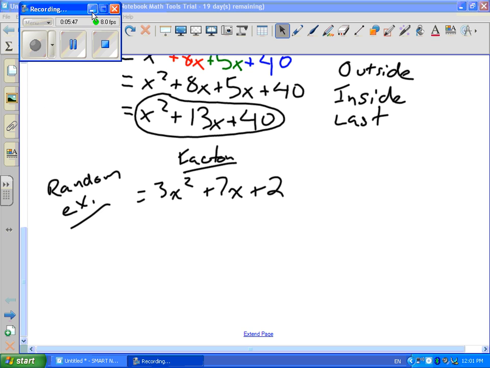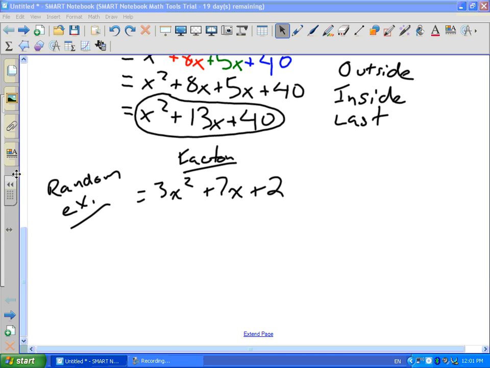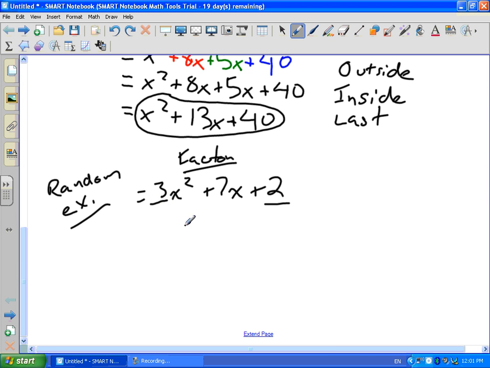All right, this will be our third example. We'll call it a random example because it's hard to find in the book. But this question asks you to factor this quadratic, 3x squared plus 7x plus 2. So when we do that, we're going to find the factors of our A term and the factors of our C term. Factors of 3 are 1 and 3. Factors of 2 are 1 and 2. Makes it easy for us. We know that we're going to have to multiply these factors to get two products that add up to our B, which is positive 7.